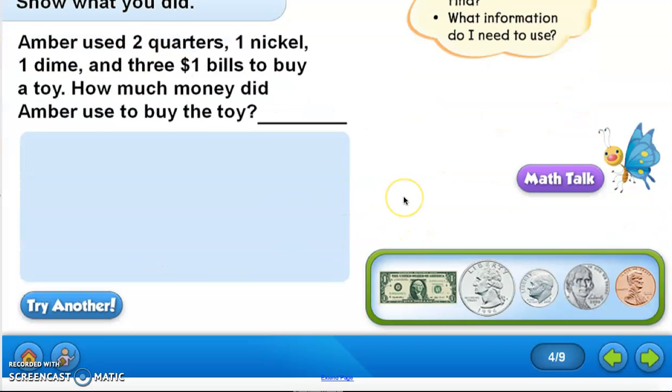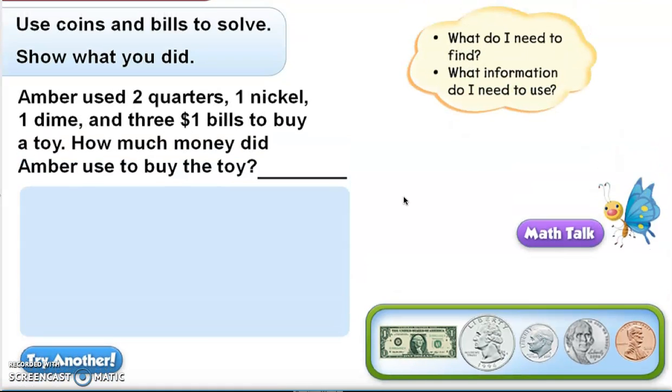Okay, Amber used 2 quarters, 1 nickel, 1 dime, and 3 $1 bills to buy a toy. How much money did Amber use to buy a toy? So again, what do I need to find? We need to find how much money, what's the total that Amber spent to buy the toy. Okay, what information do I need to use? We need to use the fact that Amber used 2 quarters, a nickel, a dime, and 3 $1 bills.